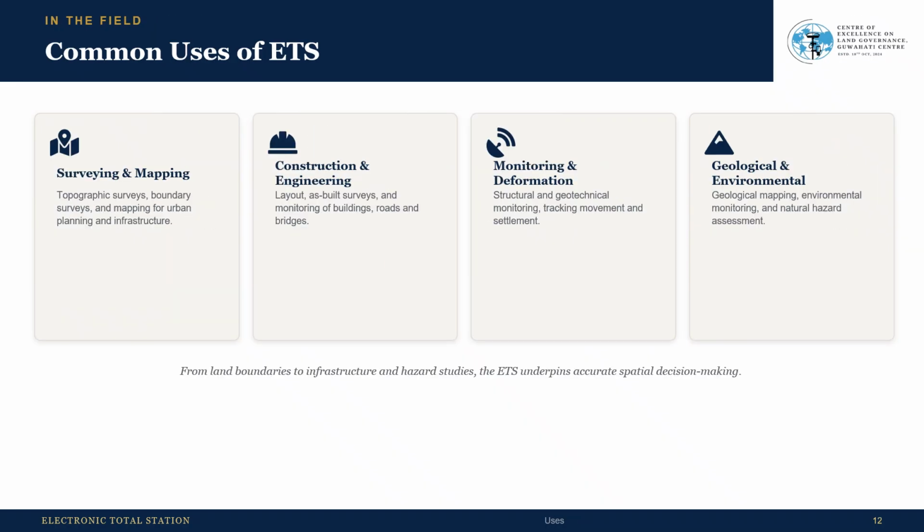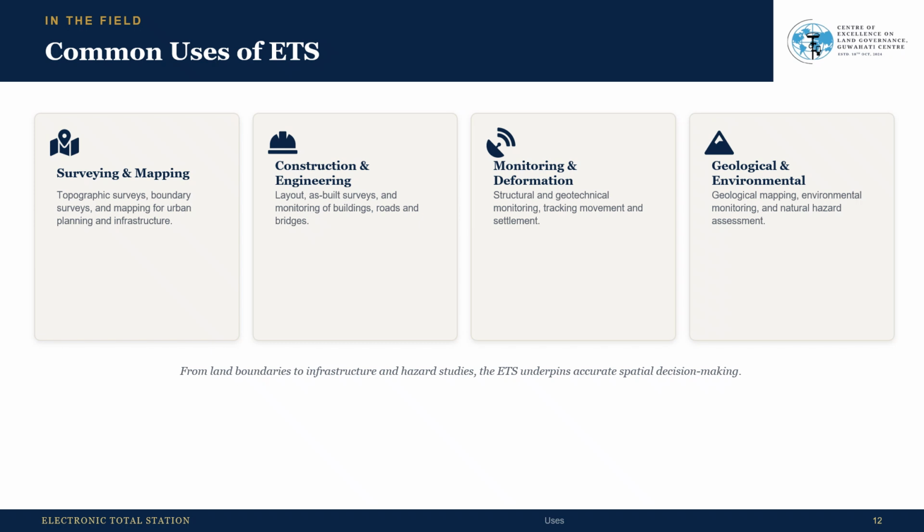Electronic total stations have applications across a wide range of surveying and engineering activities. In surveying and mapping, they are used for topographic surveys, boundary surveys, and mapping activities supporting urban planning and infrastructure development. In construction and engineering, total stations are widely used for setting out, layout, as-built surveys, and monitoring structures such as buildings, roads, and bridges.